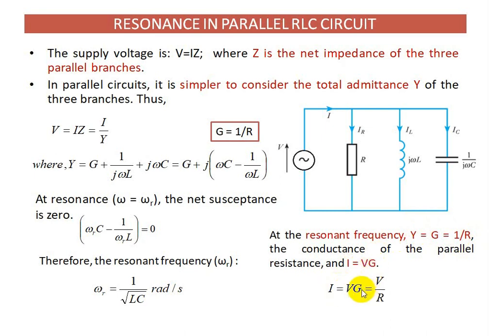That is I is equal to VG. G is nothing but 1 by R. So therefore we can write current as V by R. So the voltage across the resistance divided by resistance will be the current I. So the current I will be same as that of IR. So at resonance, the current IR or the current flowing through the resistance will be same as current supplied by the source.